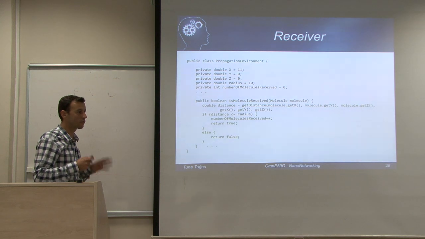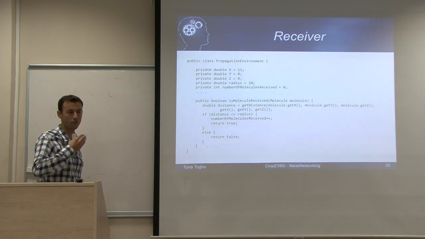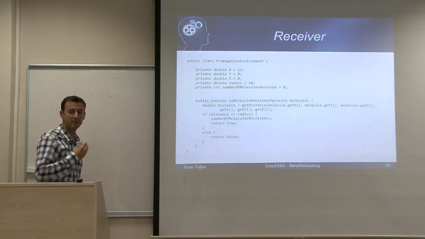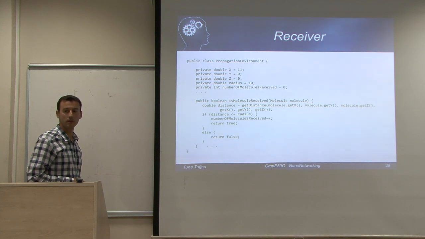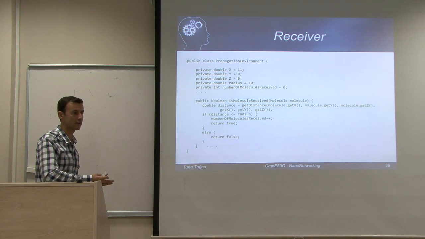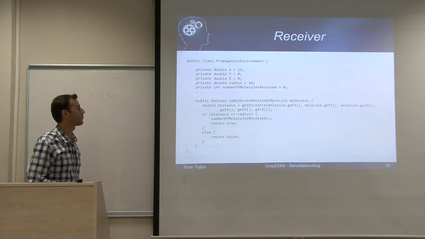So the distance of the release point to the receiver is 1, and the radius of the receiver is 10. This class also keeps track of the number of molecules received, so that we will compare with 1,000. We will see after the simulation time how many of these have been received.